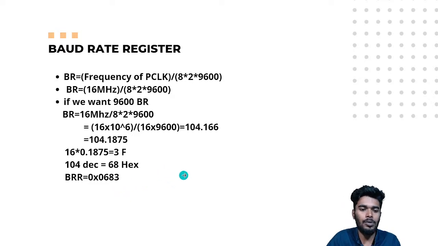So we have chosen the baud rate as 9600. This is the formula for choosing the baud rate. So now we have seen how to set the baud rate.